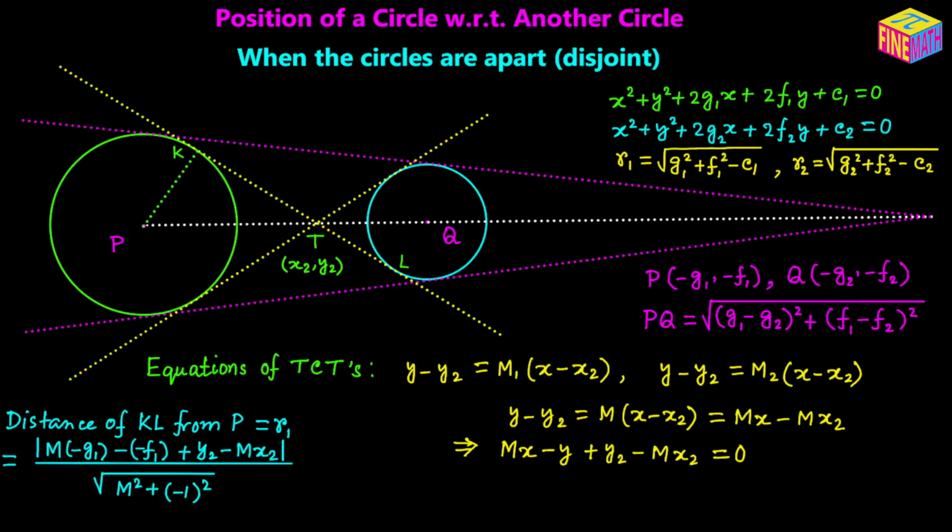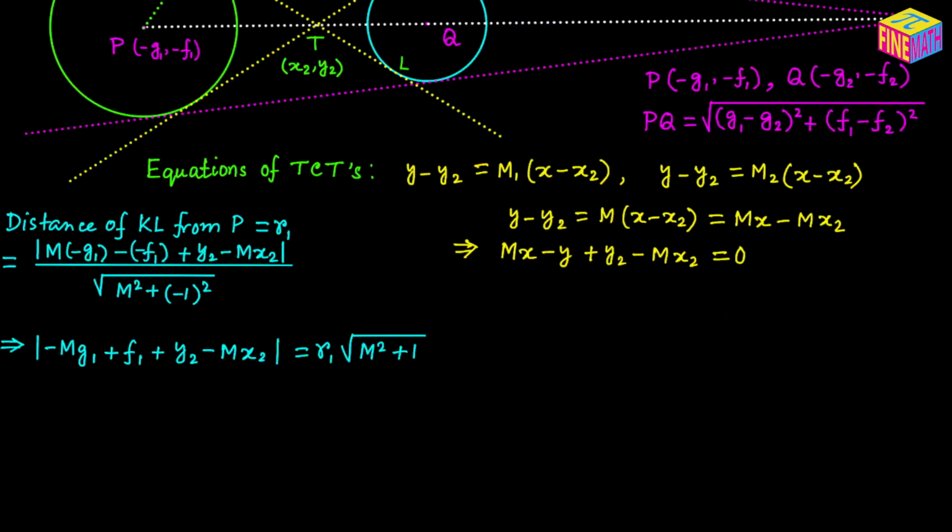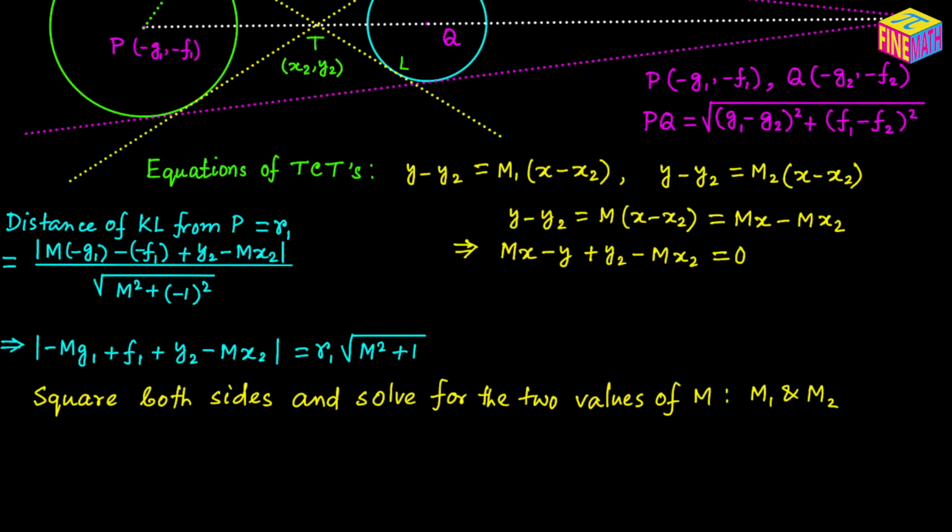Here the coordinates of the point P are actually negative g sub 1 comma negative f sub 1, and from here we will try to calculate the two values of m. Let's bring the denominator to the right hand side. So our equation will look like this, and then we are going to use the same technique as we practiced before. We'll square both sides and then we'll solve for the two values of m, and let's call them m sub 1 and m sub 2.